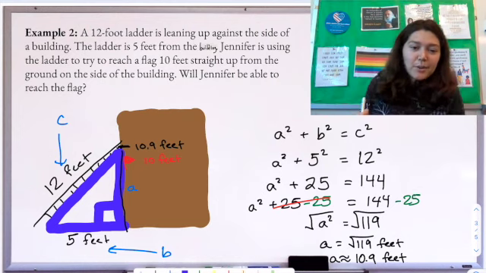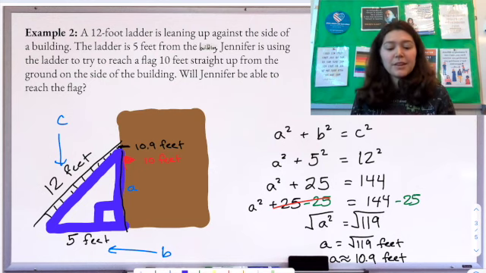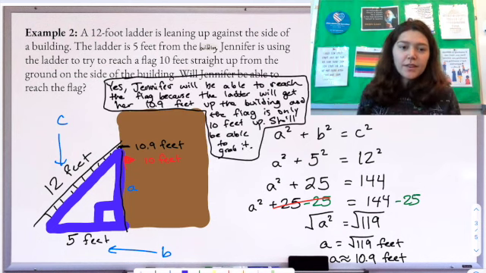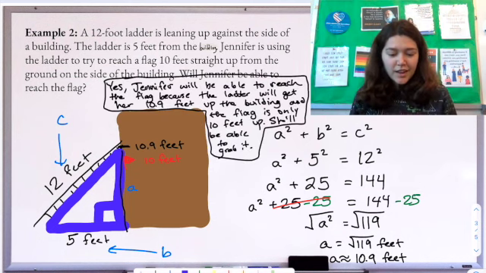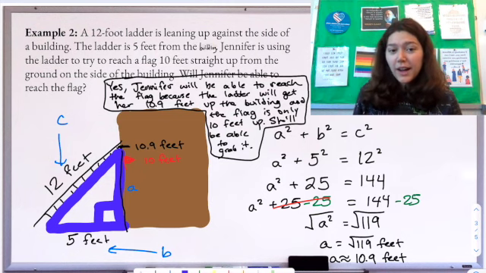So finally, since it's a word problem, we want a conclusion sentence. Yes, Jennifer will be able to reach the flag because the ladder will get her 10.9 feet up the building. And the flag is only 10 feet, so she'll be able to grab it. There's my conclusion sentence, and we're good. So to summarize, in this problem we had to draw a picture, solve using the Pythagorean theorem, and then go back to check what the question was asking us and address that question.